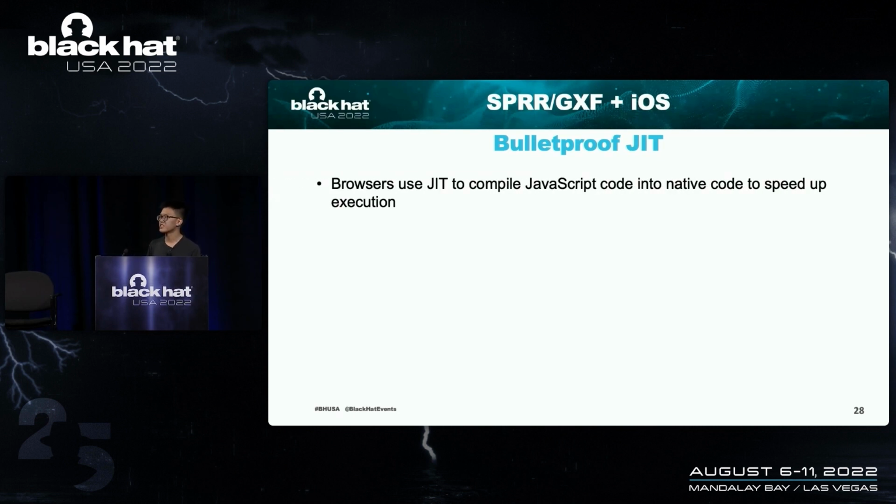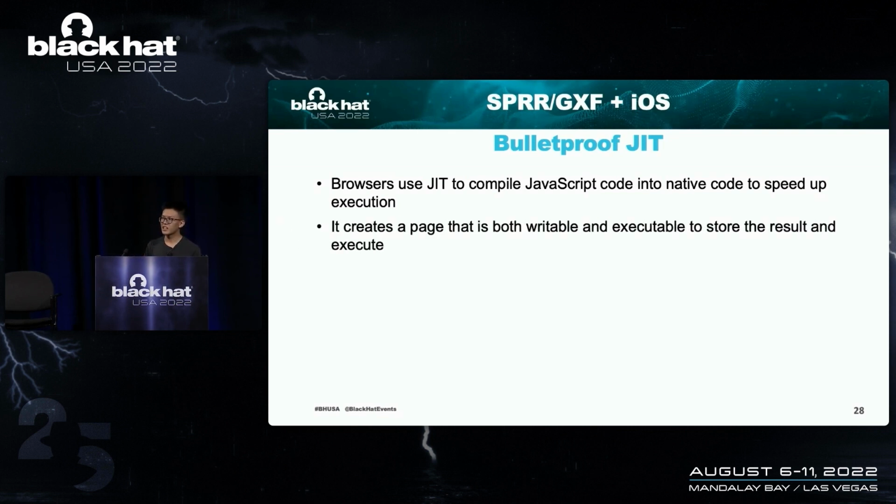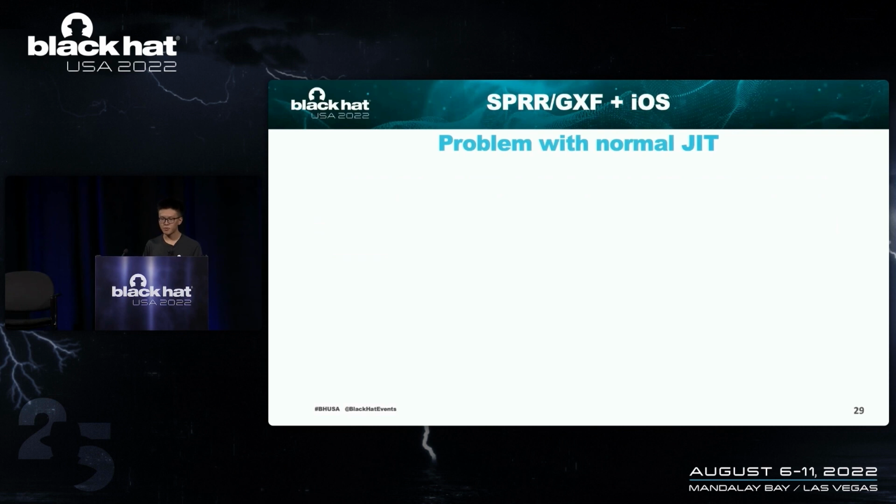Browsers tend to use JIT to speed up the execution process of JavaScript. What it does is compile JavaScript to native code. To do that, it creates pages that are both writable and executable. However, there are some problems.